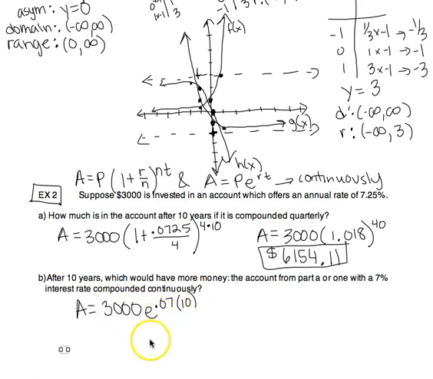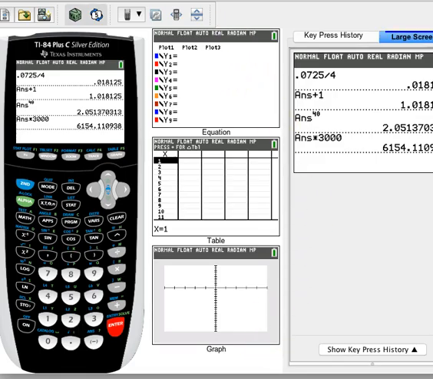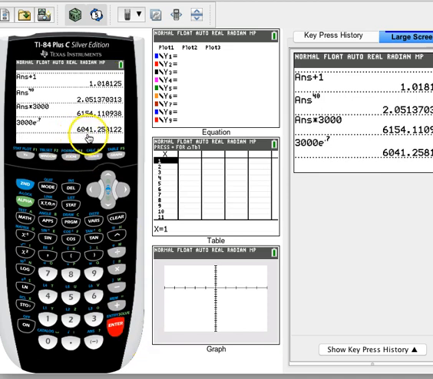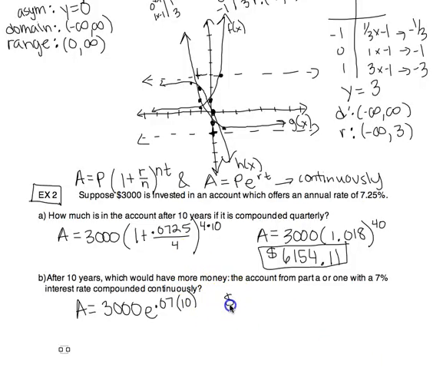Now, this is pretty easy to just all type in at once. There's not a lot of stuff going on, so I'm going to do that in the calculator. So I'm going to do 3,000, and then there is an e to the x button right above the ln key, so I usually use that. So second e to the x, and then it automatically will give me an exponent. And in my exponent, I have 0.07 times 10, which is going to move the decimal place one place, so 0.7. And then press enter. And I get $6,041.26.